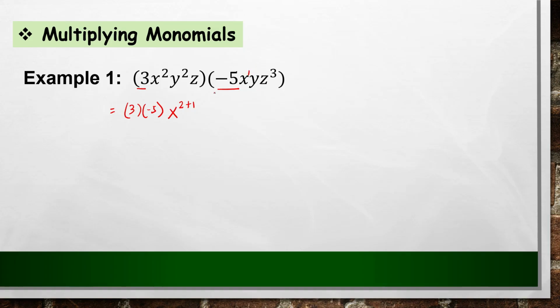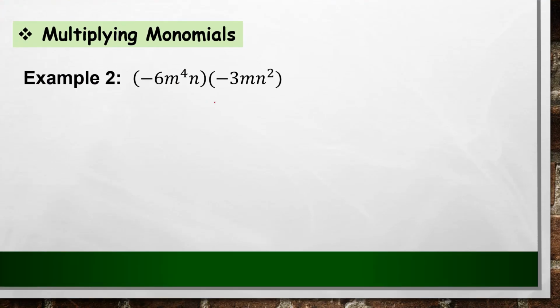There's a 1 here, an imaginary 1. So for the y, this is going to be y squared. And then again, there's an imaginary 1 there. And for the variable z, there's a 1 there, so that would be 1 plus 3. So 3 times negative 5 is negative 15. X raised to 3, y raised to 3, and then z raised to 4. That's answer number 2.